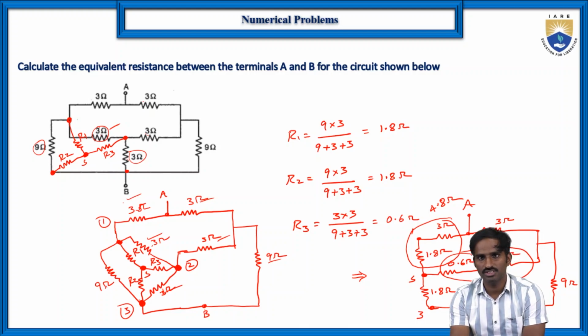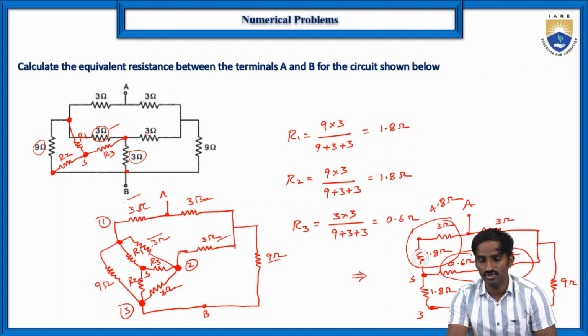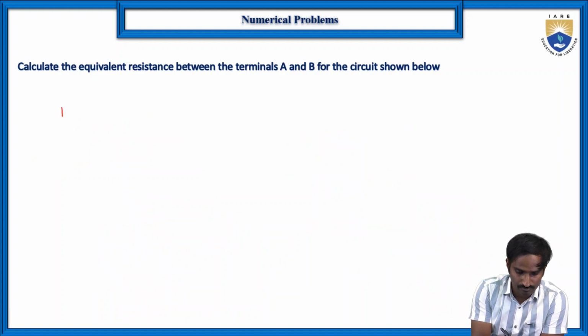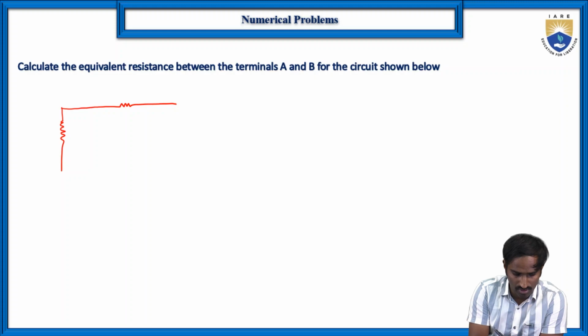So now I am just redrawing the circuit by replacing these two combinations with the equivalent resistance, and again these two combinations with the equivalent resistance. Then the circuit will become, here this again 3 ohms as it is. So here the total circuit is replaced with 3.6 ohms.